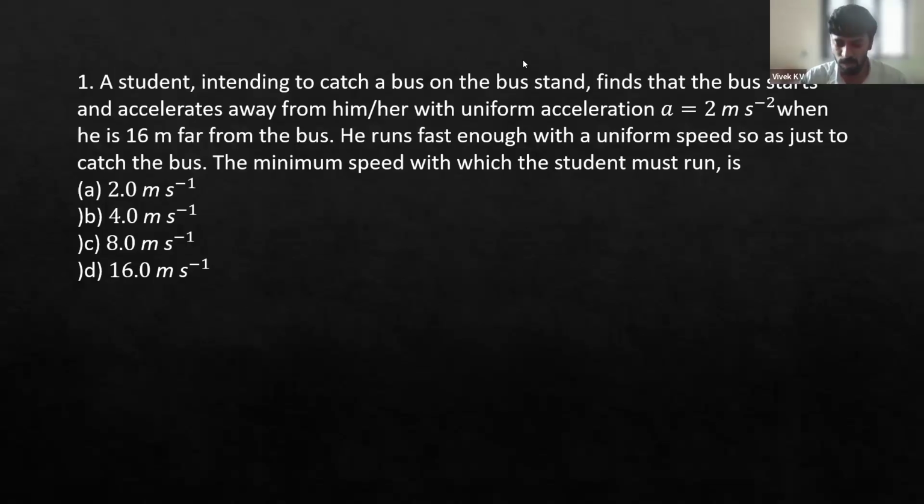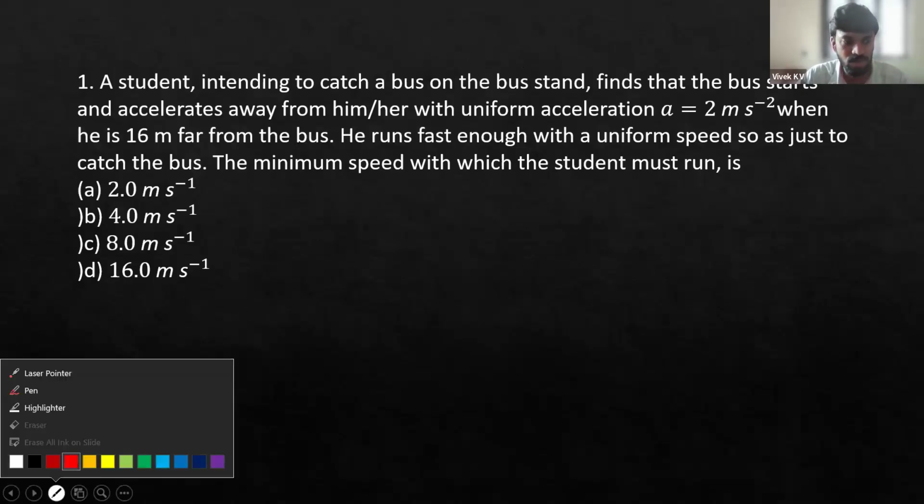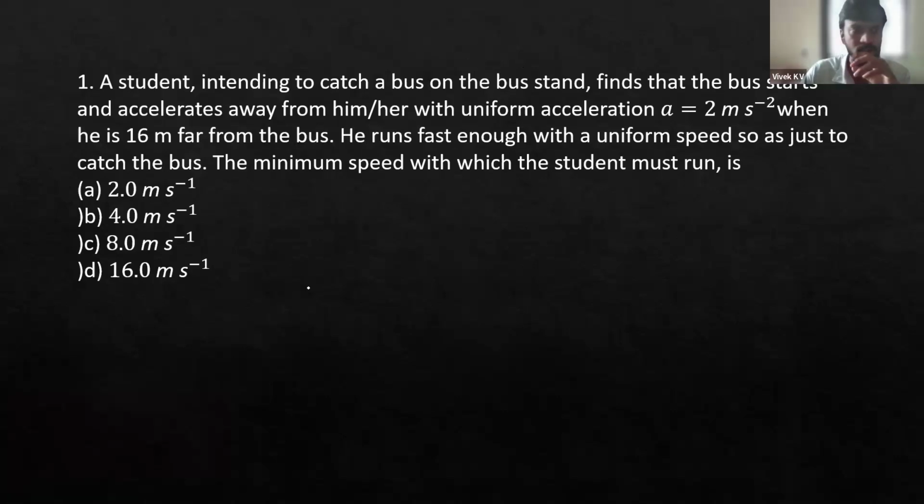So if you look into this solution, first of all, we will be pointing out the data that is given to us. The bus is starting, and starting means the initial velocity, which we will be considering as zero. The bus accelerates away from the person with a uniform acceleration of a equal to 2 meter per second square. So this is the uniform acceleration that is provided.